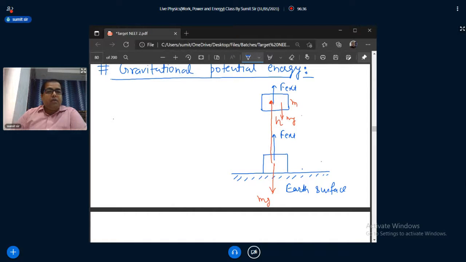Work done by gravity is equal to minus mgh. Am I correct? The mg is downward and the displacement is upward, so the angle is 180 degrees, meaning their directions are opposite. So we have this work done as minus mgh.